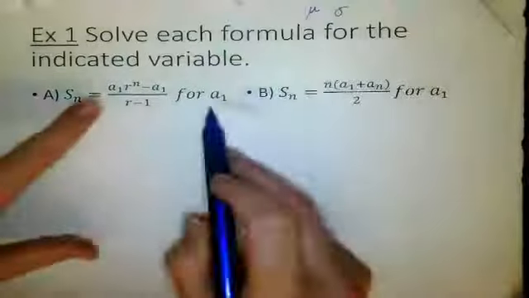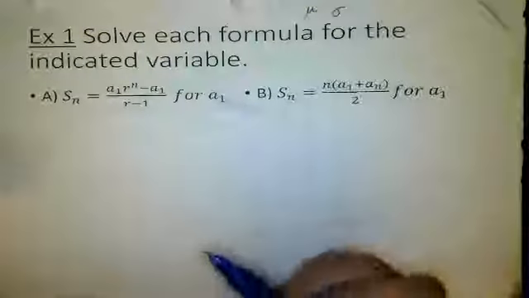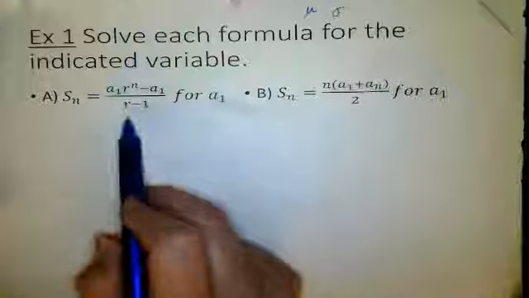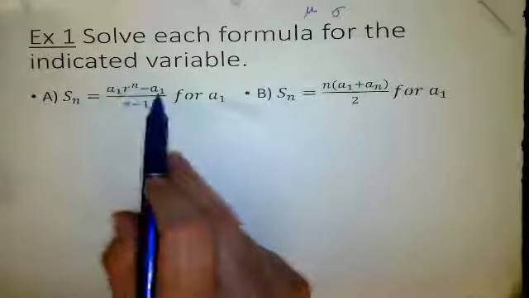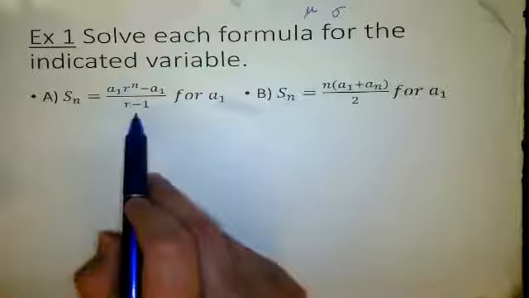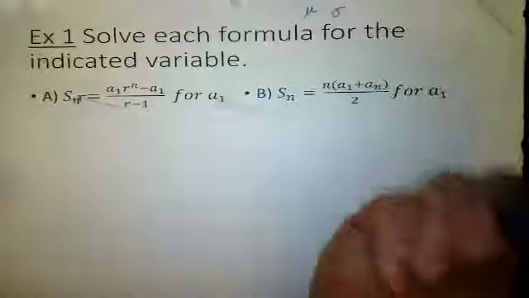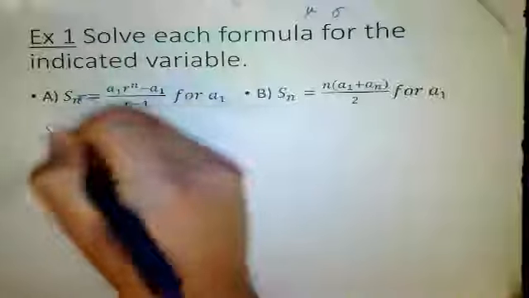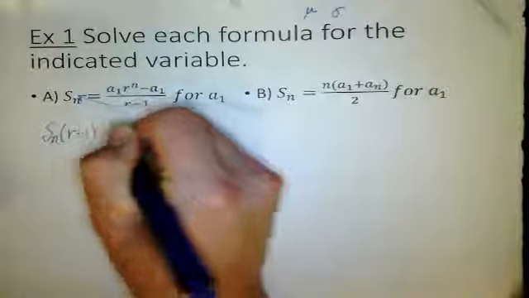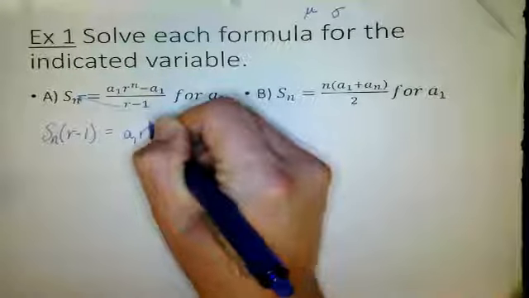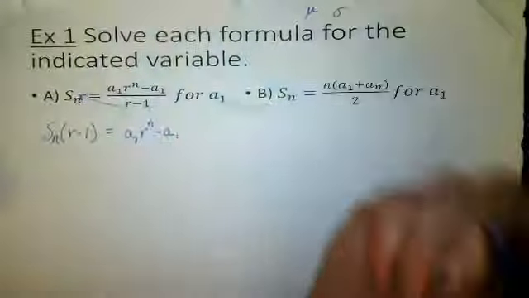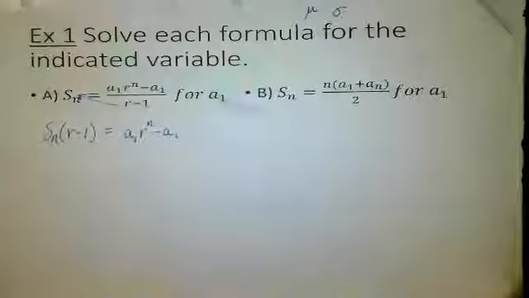So here we go. We want to isolate A sub 1, and there's a lot of different things that we could do. They're both up here in a numerator. Can I get rid of this denominator? What can I do? Can I just multiply it to the other side? Okay. So S sub n times R minus 1 equals A sub 1, R to the n minus A sub 1. All right, so you can certainly multiply your denominator to the other side. That is just fine.